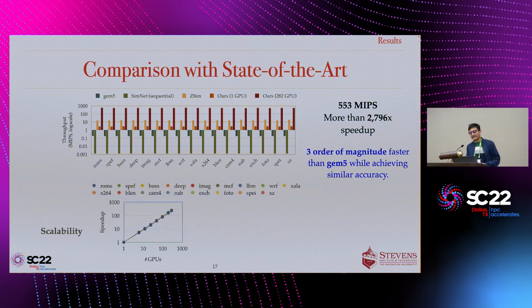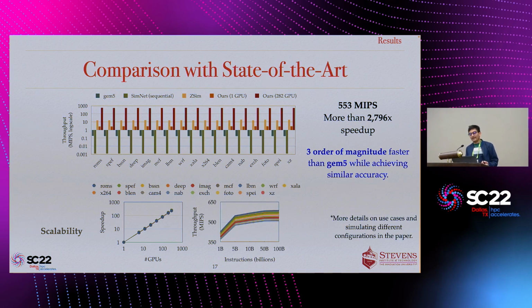And now comparing the scalability with increasing number of GPUs, our speed up is also almost linear. And comparing the throughput for the same number of GPUs but a larger number of instructions, if we have more instructions to simulate, we can get more throughput as the parallelism is higher and the overhead of doing error correction is also negligible. And more details on use cases and simulating different hardware configurations can also be found in our paper.